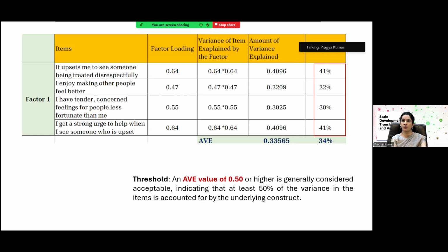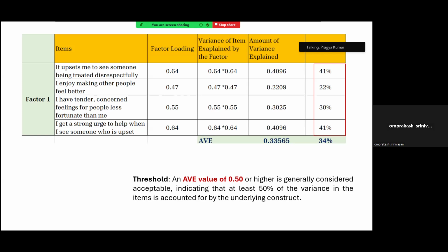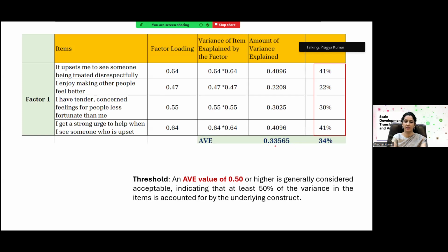Yes, you can do it. Is it the same value which you are seeing here, 34%, or some other value? Are you people there? It's coming around 33 point something, ma'am. Yes. So you can see this, 0.33335, approximately 34%.